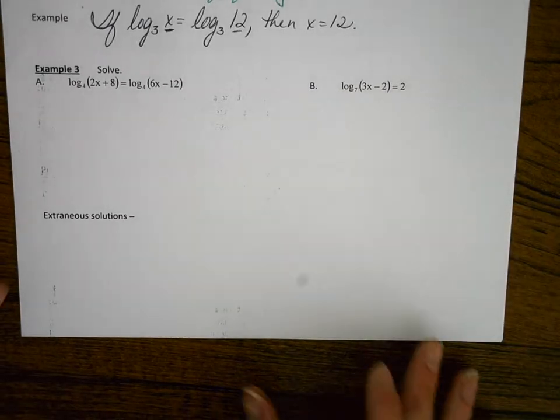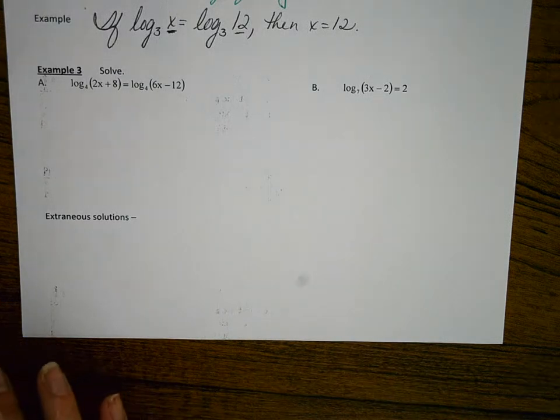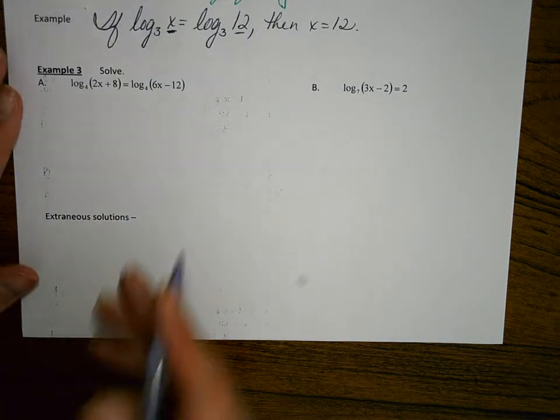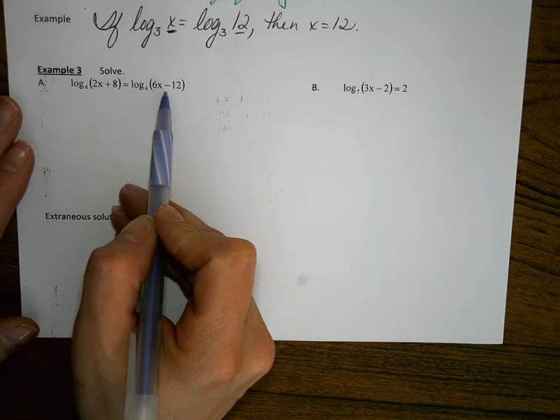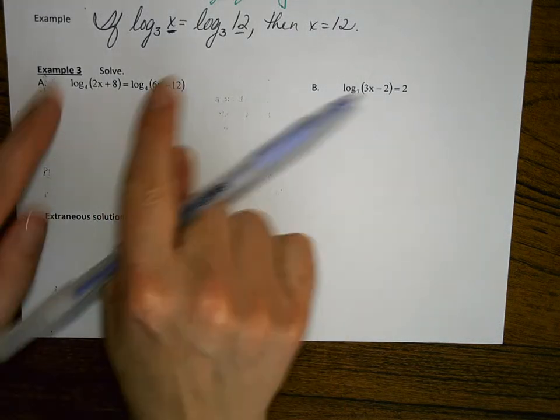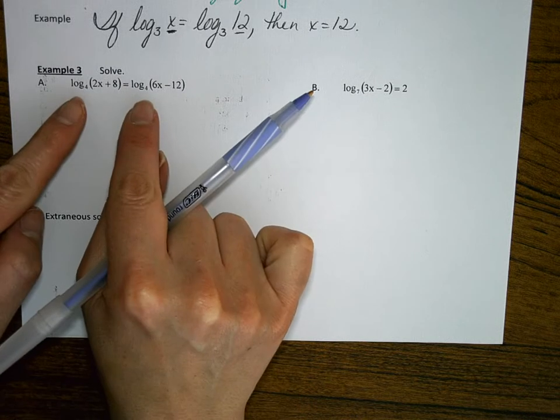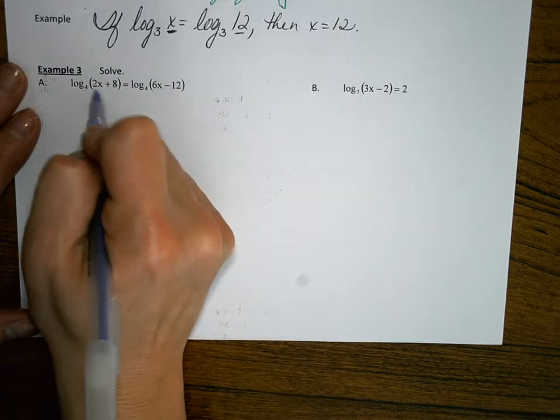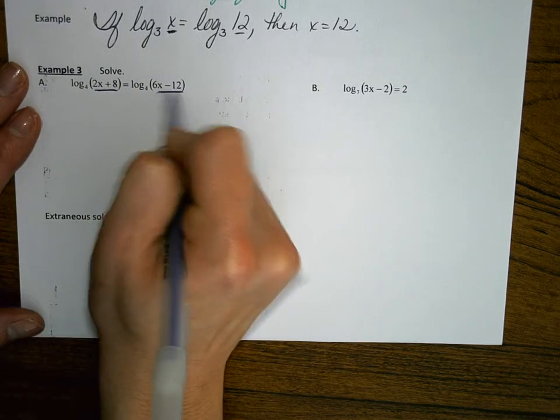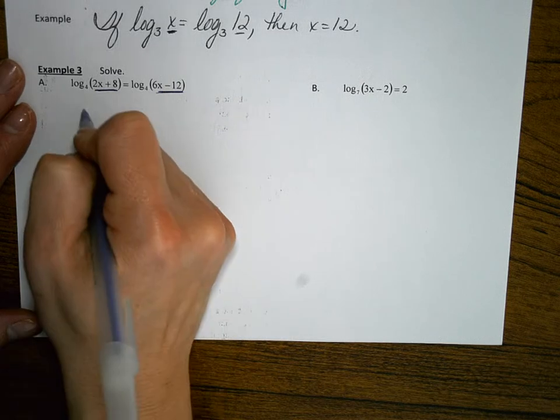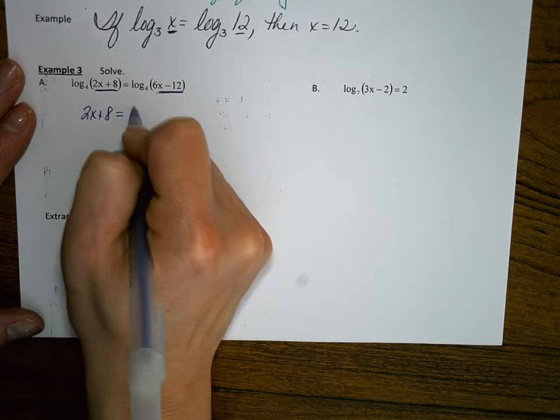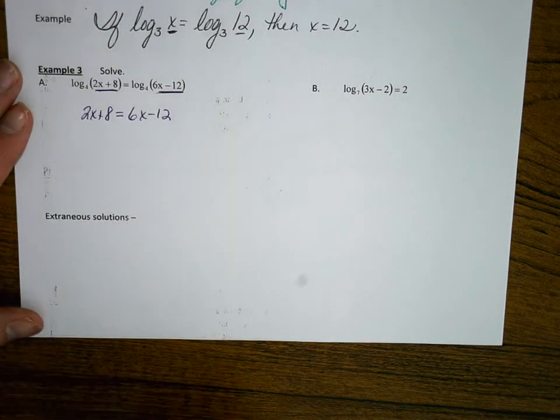All right, so I have log base 4 of that group of 2x plus 8 is equal to log base 4 of that quantity of 6x minus 12. If I'm taking the same log on both sides, the only way that these two logs are going to be equal is if their arguments, if what is inside is equal. So that means that 2x plus 8 has to be equal to 6x subtract 12.